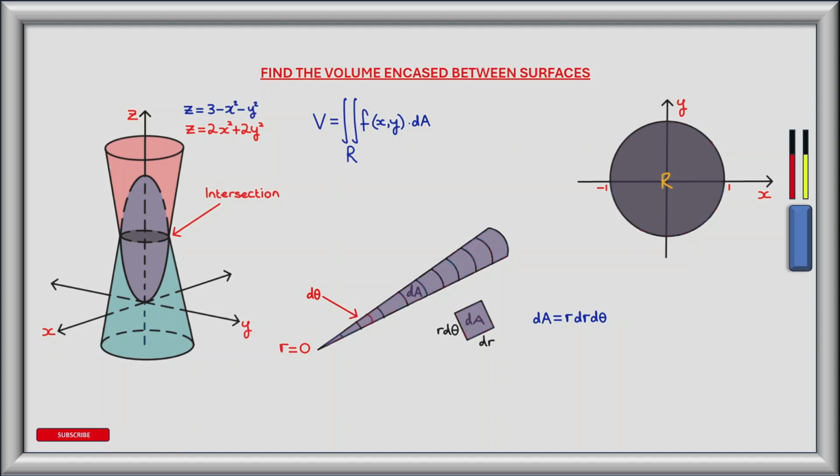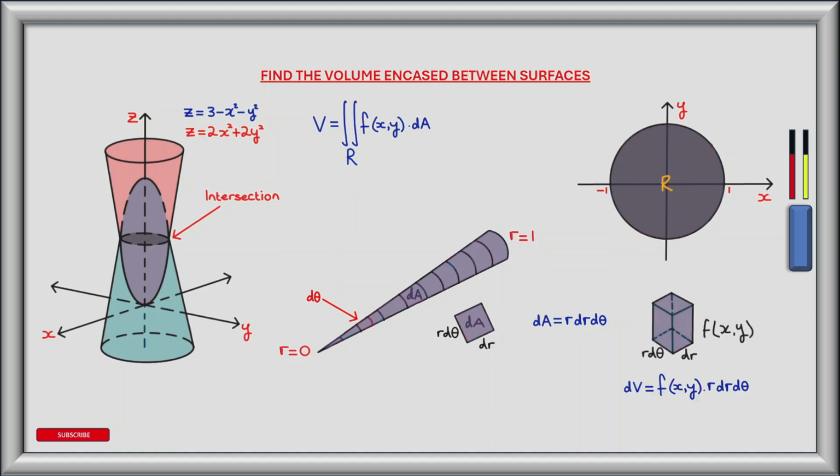When we sum or integrate in the r direction for this exercise, we begin at the origin of the circle, so where r equals 0. And we travel to the edge of the circle, so where r equals 1, as we saw when we converted the equation of the circle to polar coordinates. If we multiply an infinitesimally small piece of area dA by height, we get an infinitesimally small slice of volume, which is the height function shown here as f of xy multiplied by r dr d theta, which is an infinitesimally small piece of area.